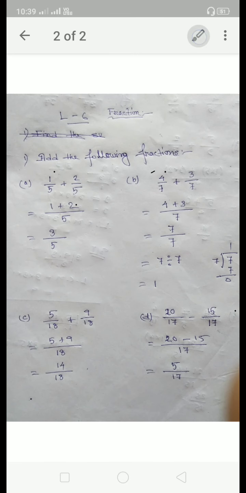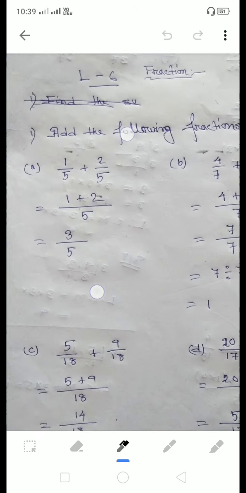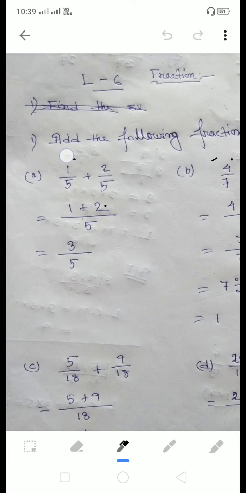Okay, so see, here some fraction numbers are given to you. Here you see 1 by 5 and here is 2 by 5. These two fractions we will now add. In these two fractions, you see their denominators are the same.